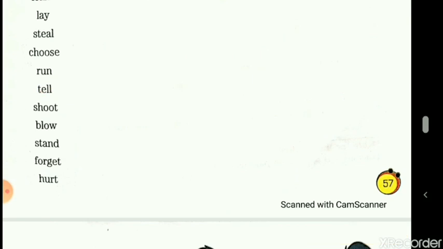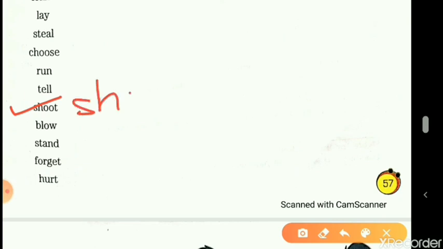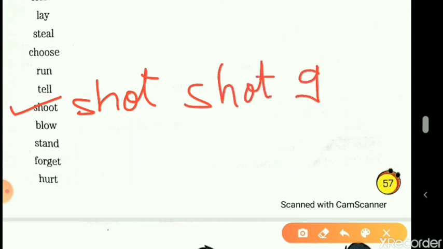The next word, students, is shoot. The past of shoot is shot. The past participle is also shot. So again, example of irregular verbs. Shoot, shot, shot. Irregular verbs.